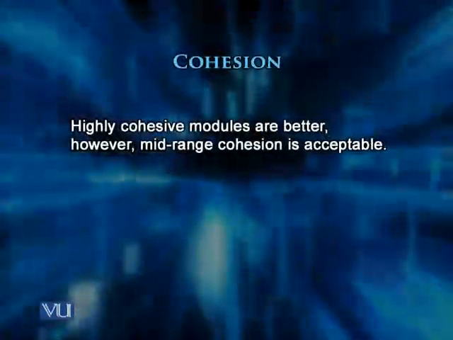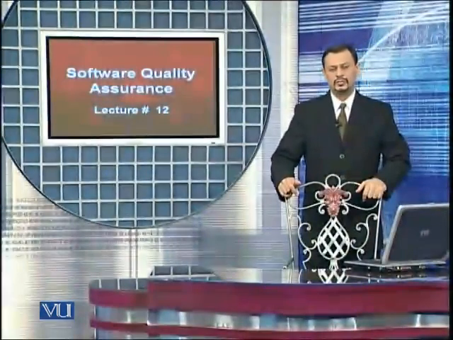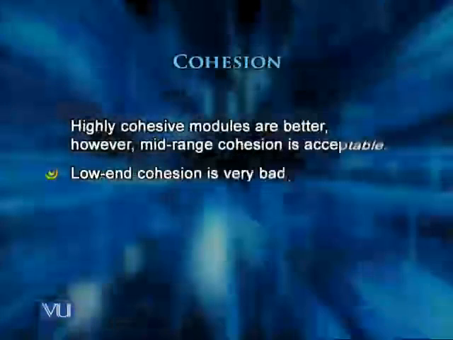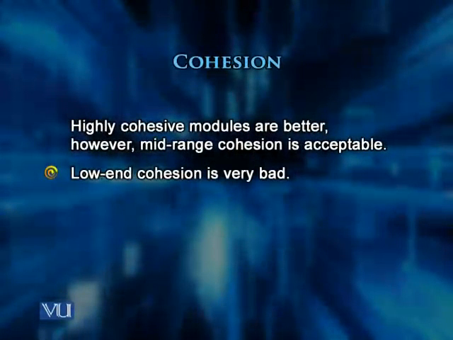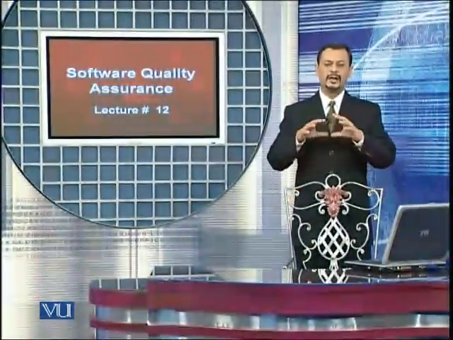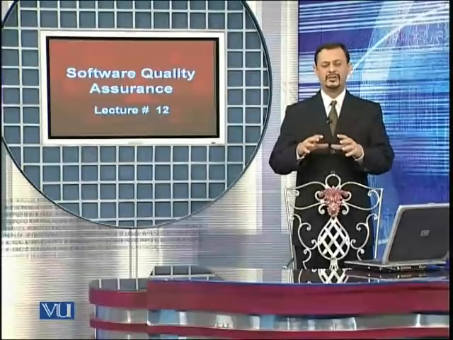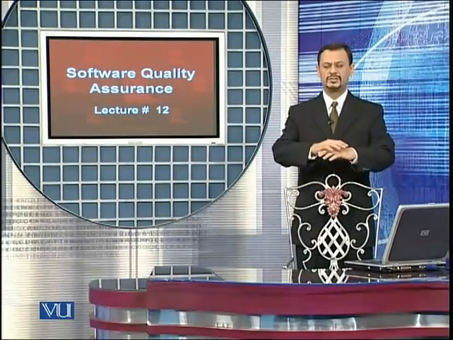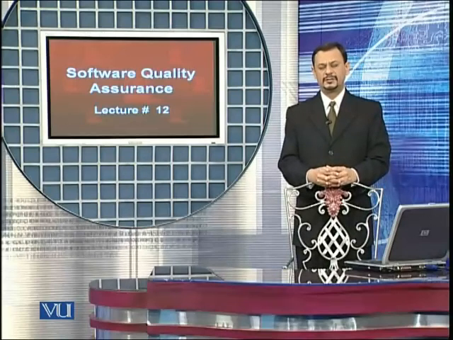Highly cohesive modules are best. They are better than mid-range cohesion, although we do accept mid-range cohesion in some cases, because it is close to highly cohesive modules. But we do not accept low-end cohesion in good designs, because it is very bad. In that case, if you're modeling an entity, the data structures related to that entity would be split across different entities. And so would be the case with functionality: if you want to do one thing, that one result would be produced with the help of lots of computation going on in different modules or functions.